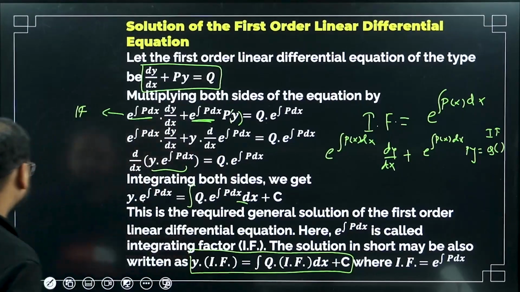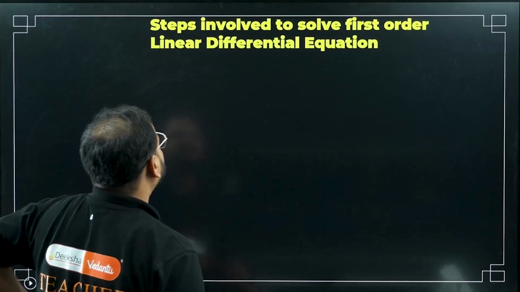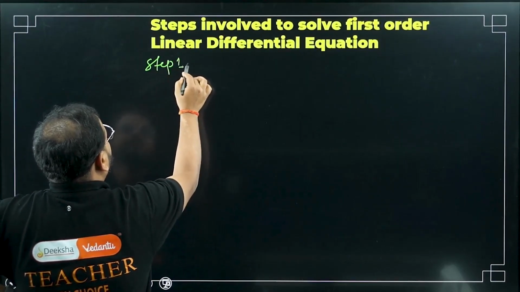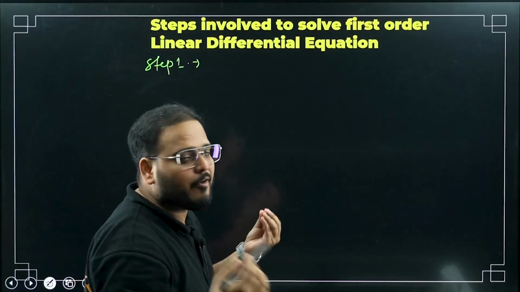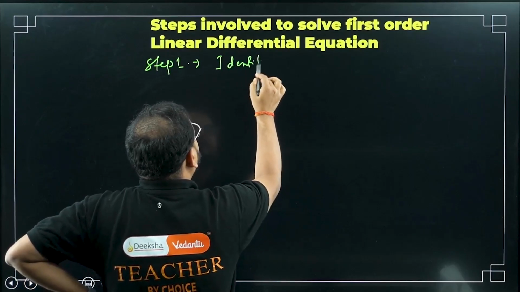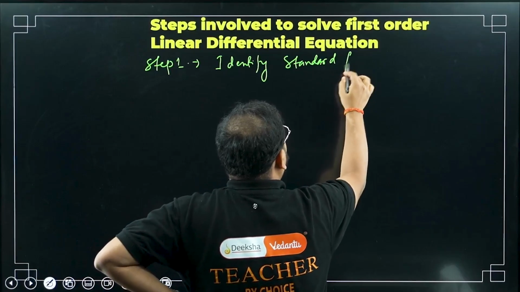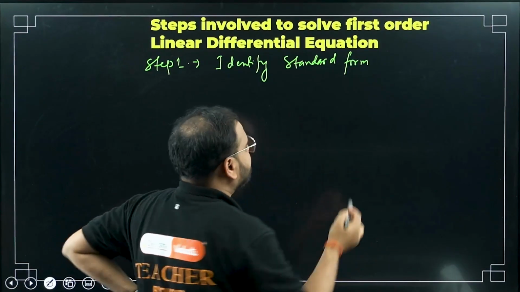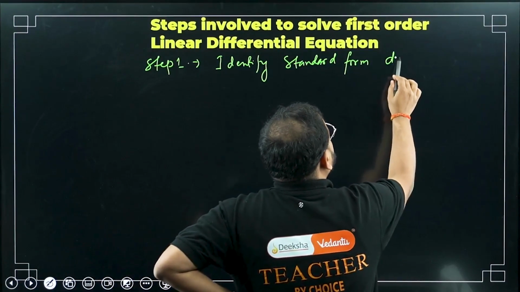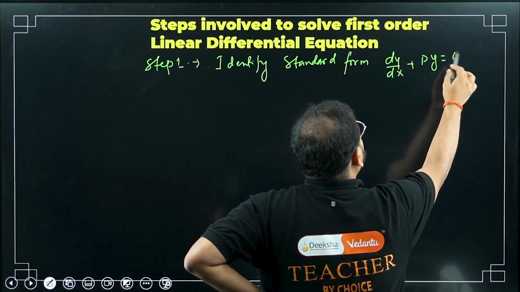Chaliye. Now let me give you the steps for it. Steps involved to solve the first order linear differential equation. Step number one: first is to identify the standard form. Whether it is, which one? We have two cases, dy by dx or dx by dy. I'll write one of them: dy by dx plus p times y equals q.